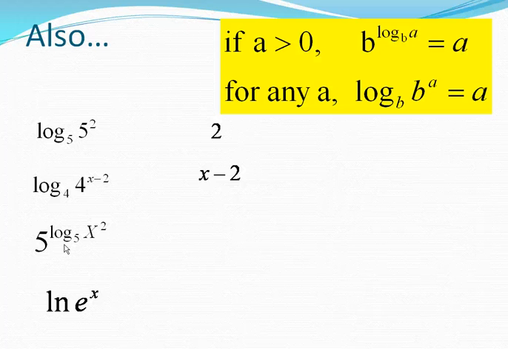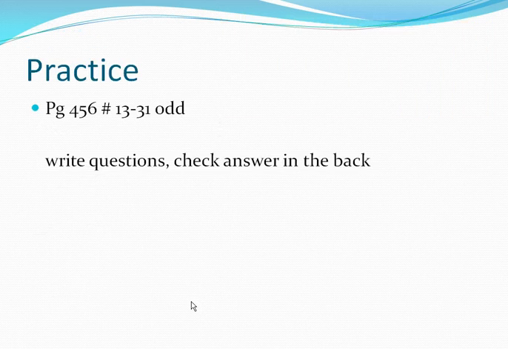And right here, again, we're seeing that the 5s are in common. It looks a little bit different here, but we'll see later on when we talk about properties how that works out. But that cancels and leaves you with x squared. And then right here, we would just see that the natural log and the base e are inverses, so they cancel each other. This equals x. Little practice in the back of the book to do on your own.